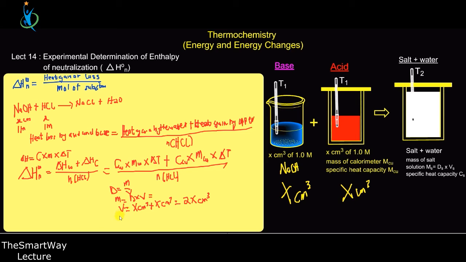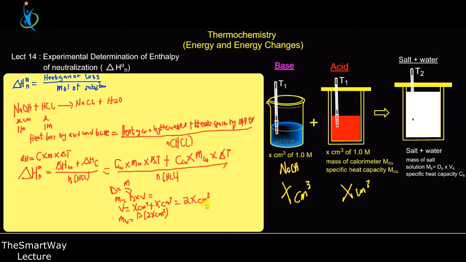Now to do that, we are going to get m equal to find the mass of the water. Now to find the mass of the water, you multiply the density times 2x cm cube. Okay, that is the total volume of the water.